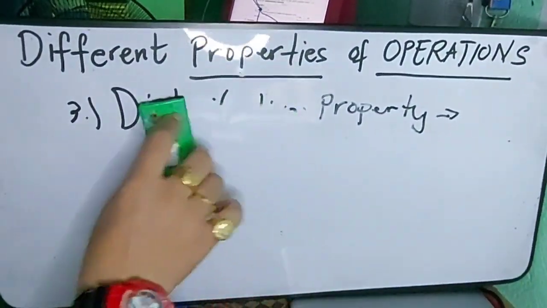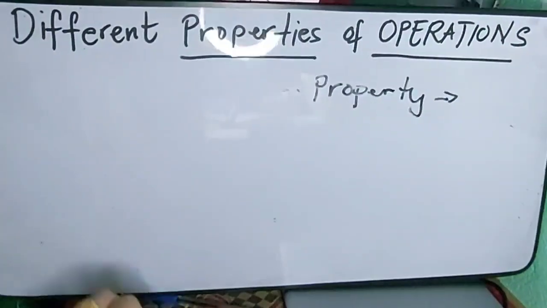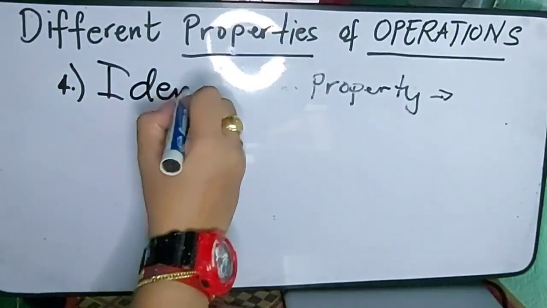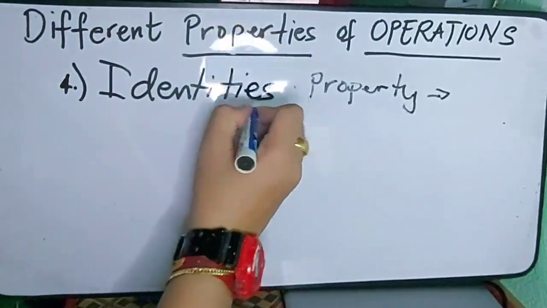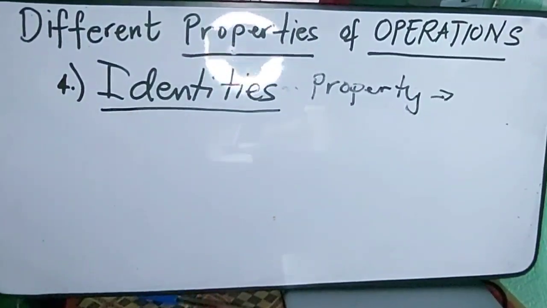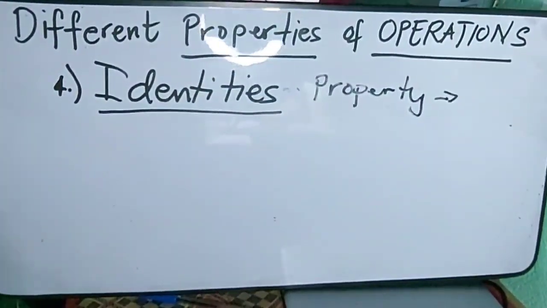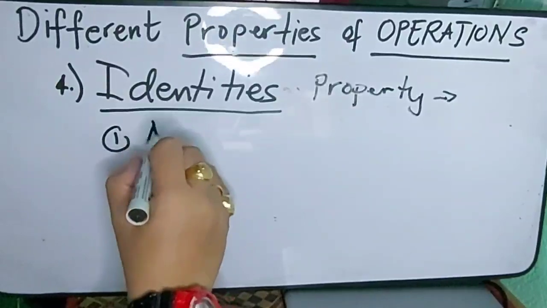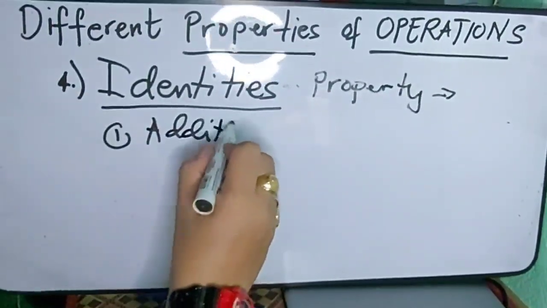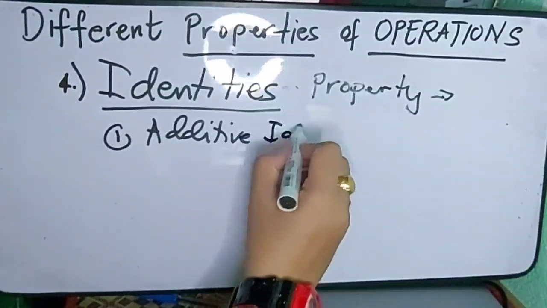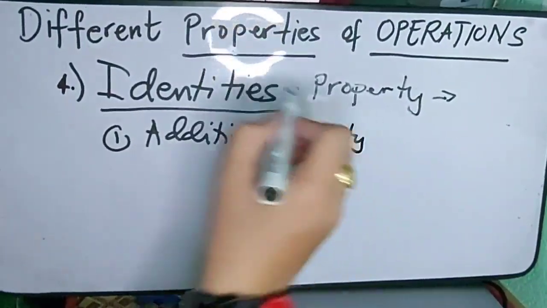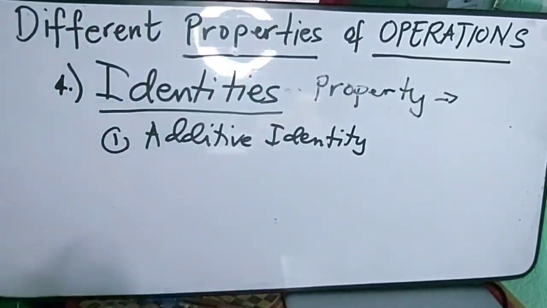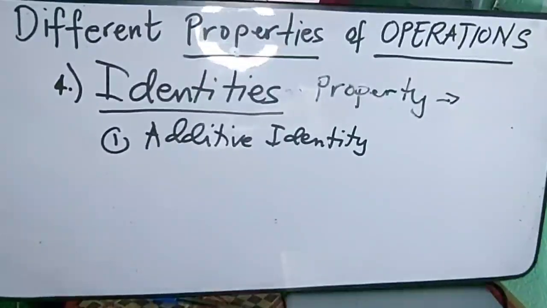Okay, so let's proceed to number 4. What is our fourth property? This is what we call identities property. We have two to be considered under identities property. The first one is additive identity property. From the word itself, additive, this is addition. What is additive identity property?